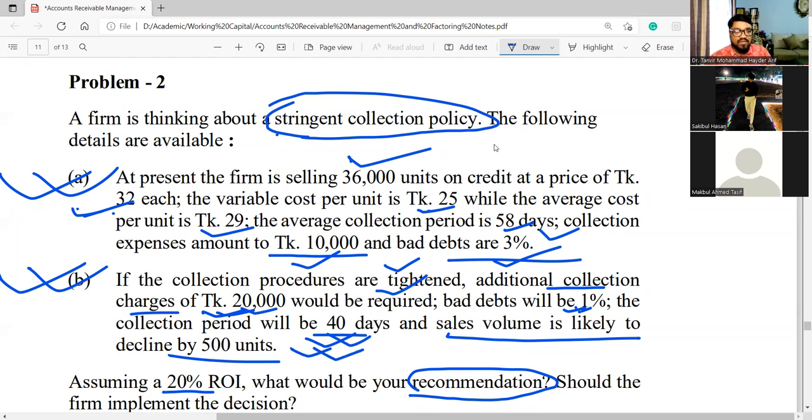And sales volume is likely to decline by 500. একটু টাইট করলে সেলস কমে আসে সেটা হবে। এবং রিটার্ন অন ইনভেস্টমেন্ট টার্গেট 40%. So what's the question? Whether you support the first one or the second one. Do you recommend the first or the second alternative? Do you want to tighten the policy or do you want to remain with the same policy? So this is your brainstorming task at this moment, and then I will obviously discuss whether you are right or wrong. Before I start, I want to give you 5 minutes time to listen from you.